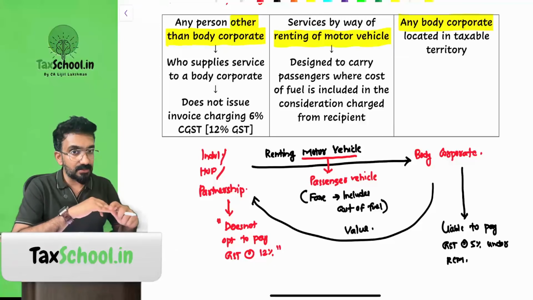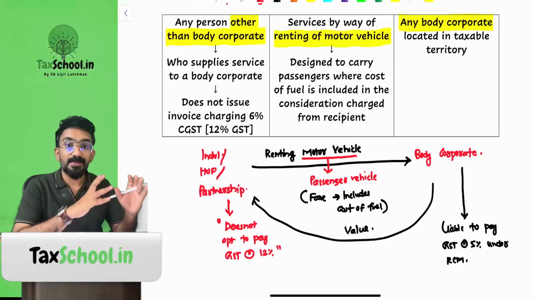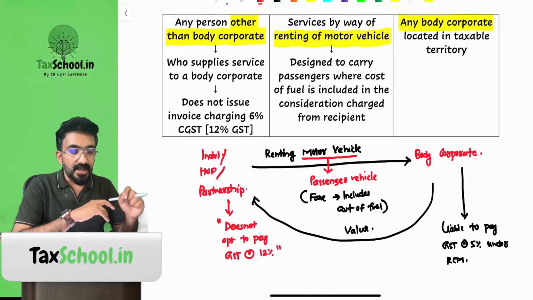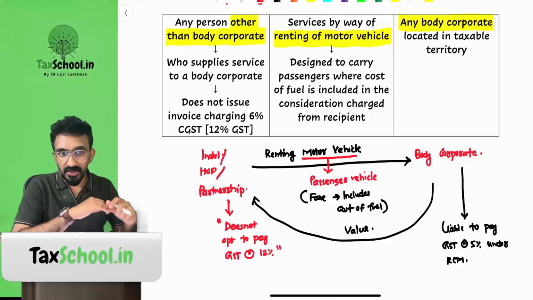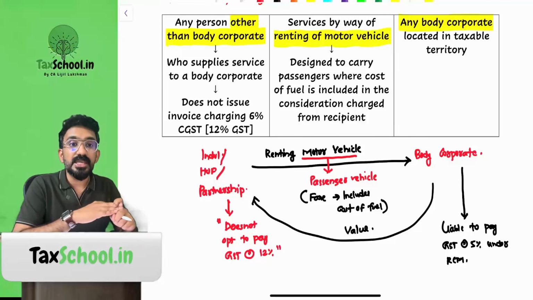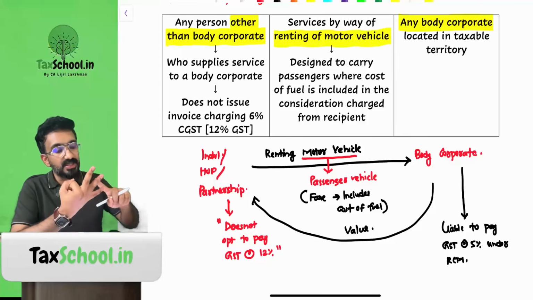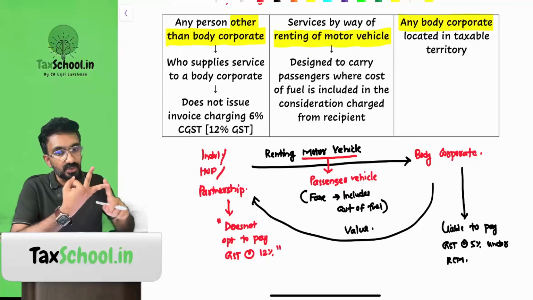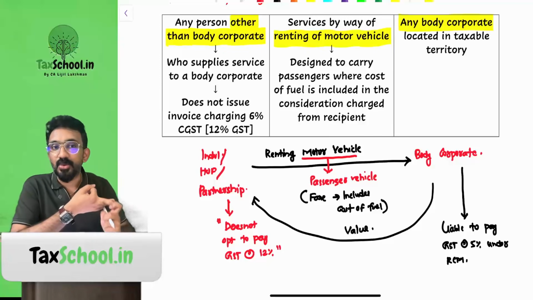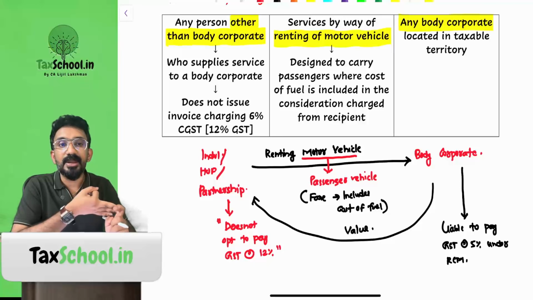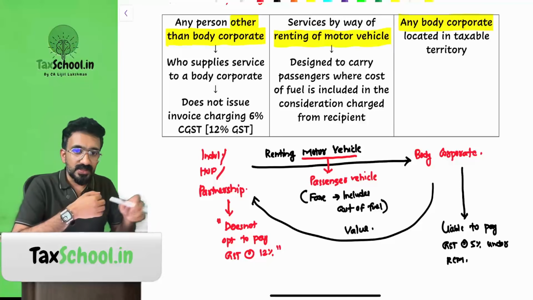And what is the service that I'm talking about? Renting of motor vehicle designed to carry passengers, only passenger vehicle, where the cost of fuel is also part of the consideration. And the recipient should be a body corporate. The supplier should not be a body corporate, should not go for FCM, and the recipient should be a body corporate. Then it will be under RCM. You can see I've written a chart also for you to look at.